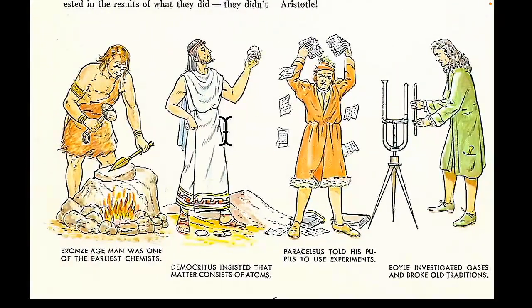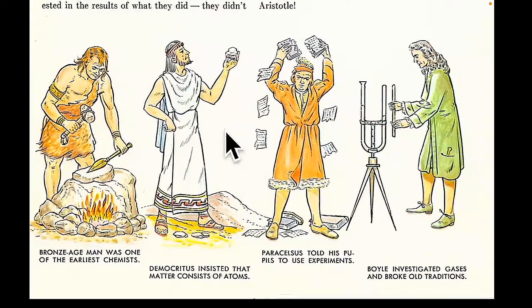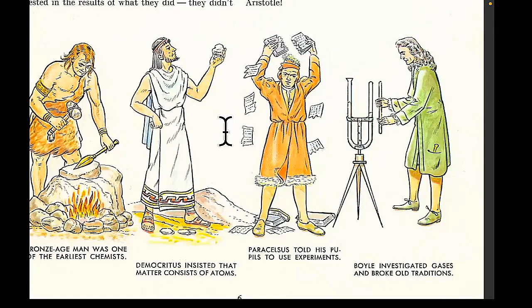Bronze Age man was one of the earliest chemists. Democritus insisted that matter consists of atoms. Paracelsus told his pupils to use experiments. Boyle investigated gases and broke old traditions.